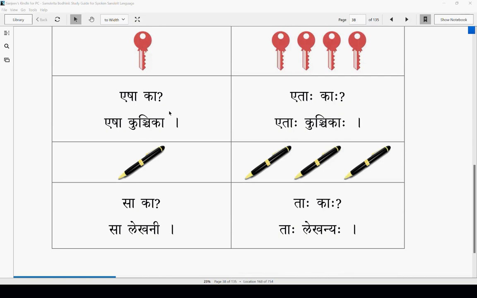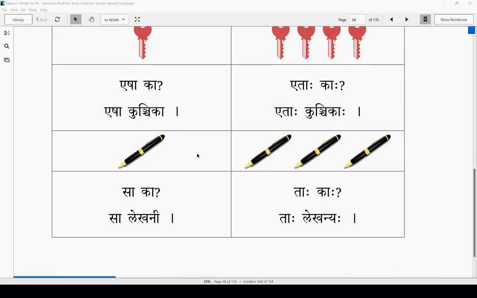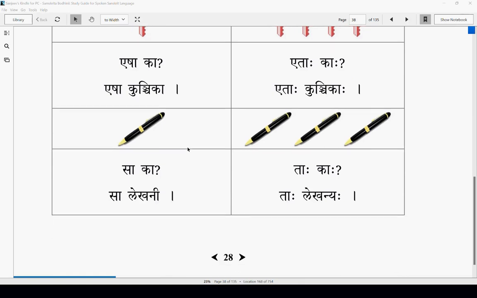This one. Esa ka. Esa kunjika. Etaha kaha. Etaha kunjikaha. Kunjikaha. Sa ka. Sa lekhani. Taha, kaha, taha lekhanyah. Lekhanyah.